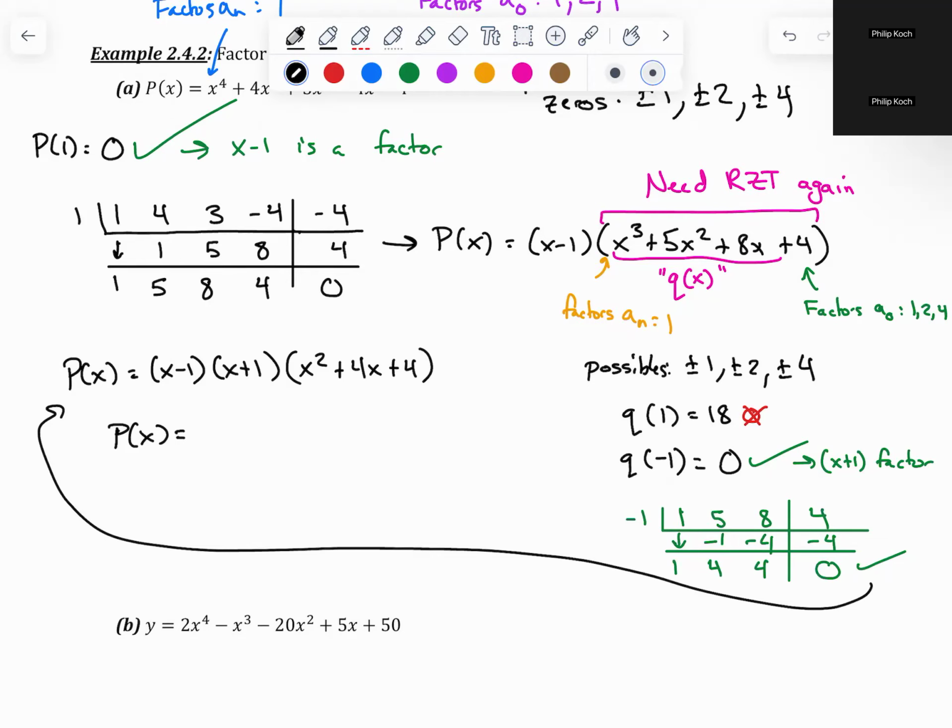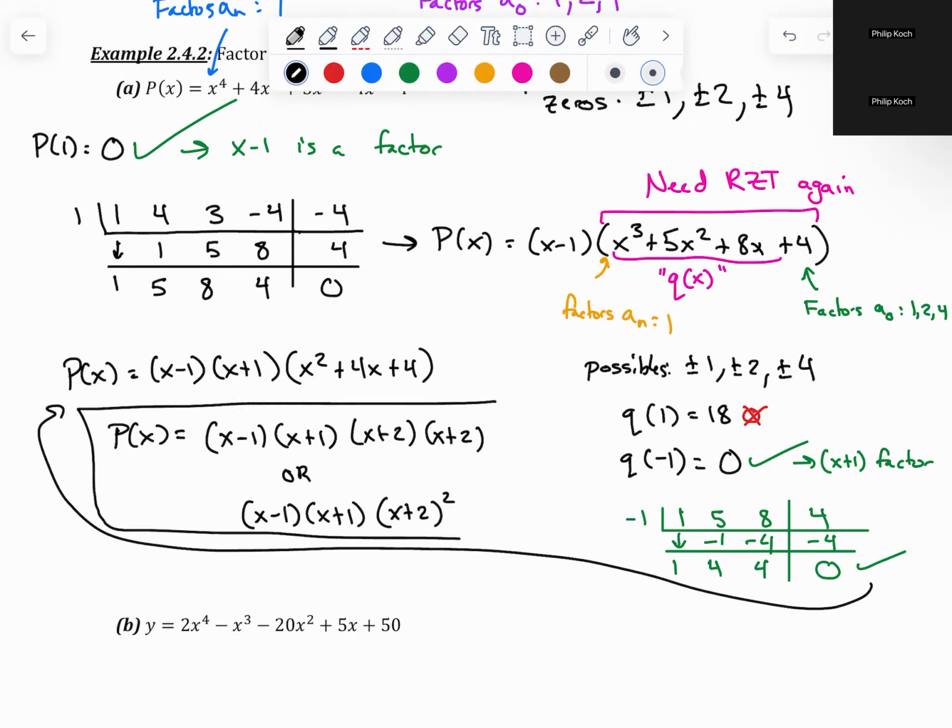So now that we've got a quadratic, we can factor that like normal. We could use the RZT. We totally could, but it's not going to be necessary. We can use our regular process of factoring to see that this becomes x plus 2 times x plus 2, or x minus 1 times x plus 1 times x plus 2 squared. Either way is acceptable.